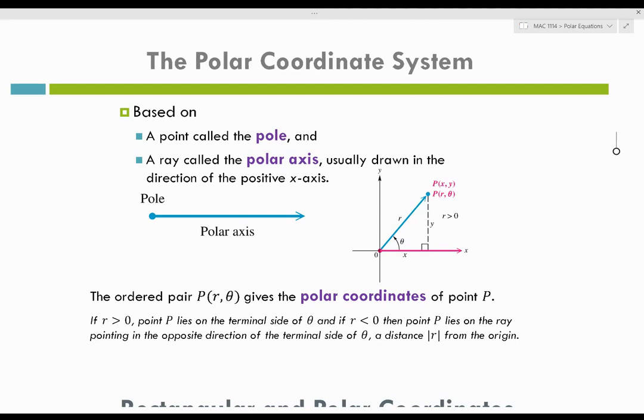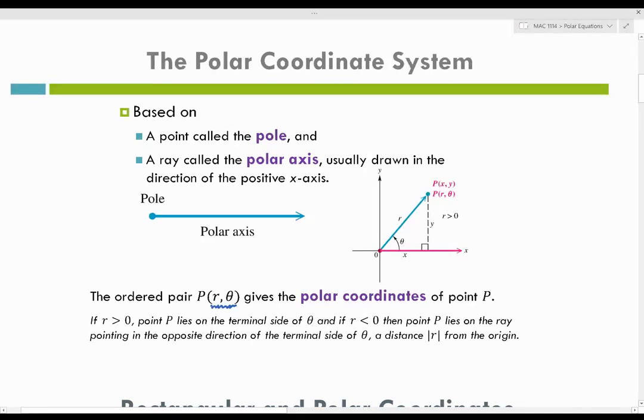So in the polar coordinate system, a point is called a pole. A ray called the polar axis is usually drawn in the direction of the positive x-axis. So instead of points, we have poles, and instead of our x and y-axis, we now have our polar axis. In this system, you are given an ordered pair, and instead of an x-y coordinate pair like we're used to, you're given a polar ordered pair. The first coordinate is your r, and your second is your theta, and that gives your polar coordinates. So polar coordinates are always in the form r comma theta.